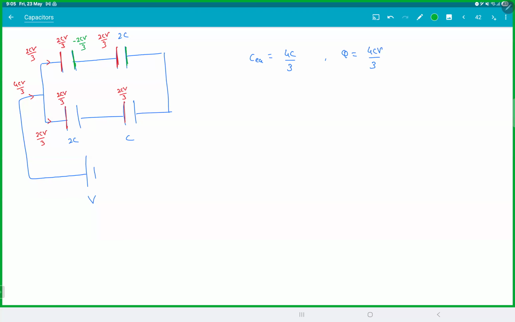Minus 2CV by 3, minus 2CV by 3. This is how the charges will distribute in the first case when the switch is open. And what is the energy stored in here? The initial energy of the system will be half C equivalent V square. You can just directly do half C equivalent V square. That will be 2CV square by 3.